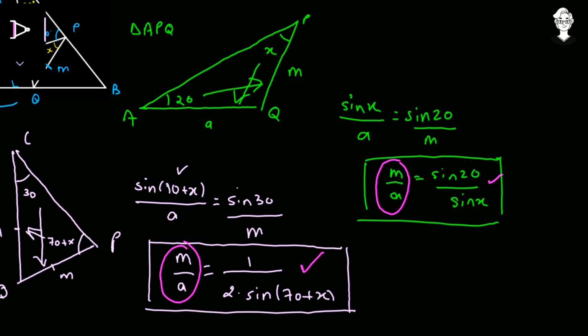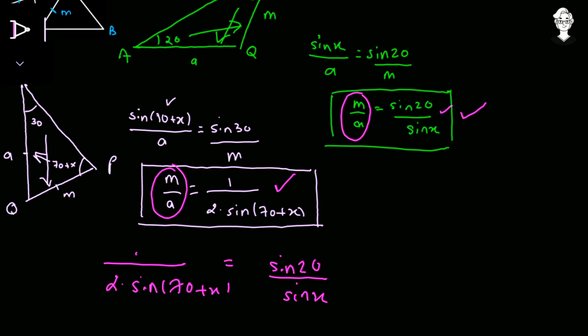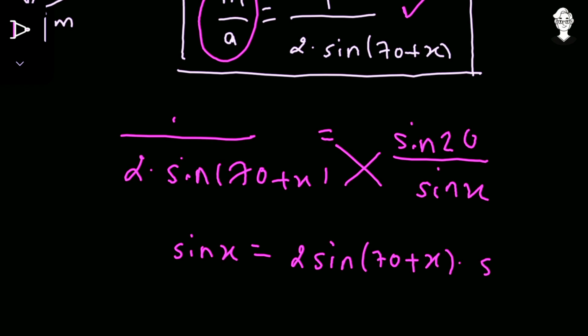So we can compare their RHS. The RHS of the first one is 1 upon 2 times sine of 70 plus x, and that is equal to sine of 20 upon sine of x, the RHS of the second one. Now the cross multiplication from here: we obtain that sine of x is equal to 2 times sine of 70 plus x into sine of 20.